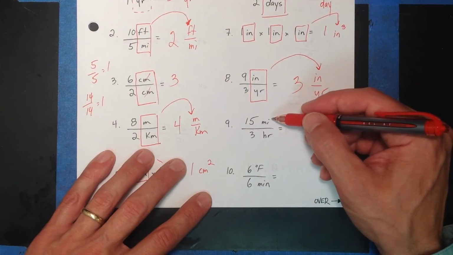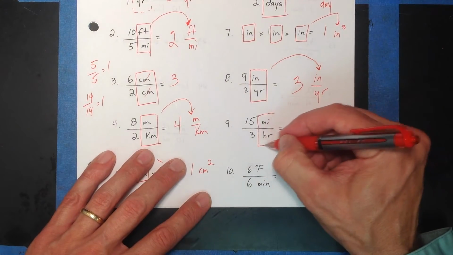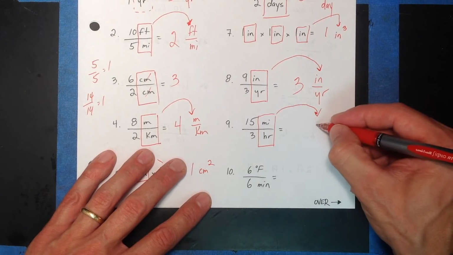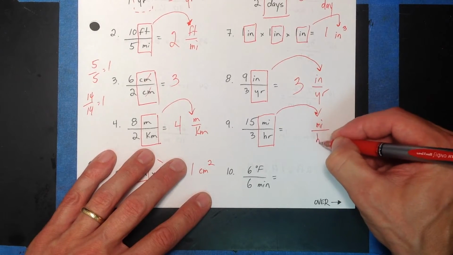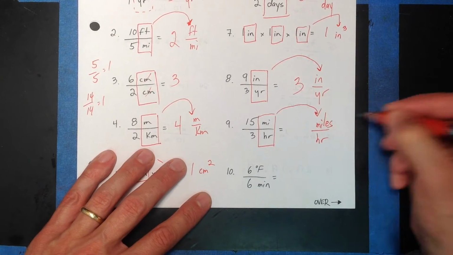15, if you travel 15 miles in 3 hours. Okay, maybe riding your bike or something like that. And miles over hour, there's no canceling or simplification or anything like that, so you end up with miles over hour. Again, not M. M is meter, so if you want to write miles, that's fine.